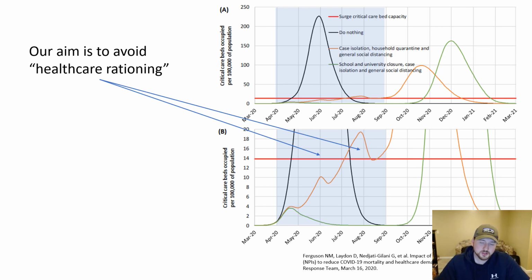The chart here, chart B, is a zoomed-in version of that same chart. What I want to contrast here are those areas that are above that healthcare surge line. If you look closely, you're going to see that the exposure where the healthcare system is overwhelmed between April of 2020 and August of 2020 is much more significant when we look at doing nothing. Now, isolating patients with the disease, quarantining folks, and social distancing is represented by the orange line. You can see that it delays the point where we can't handle these surges of patients coming in. We want to minimize that exposure above the line so we don't have to ration healthcare.